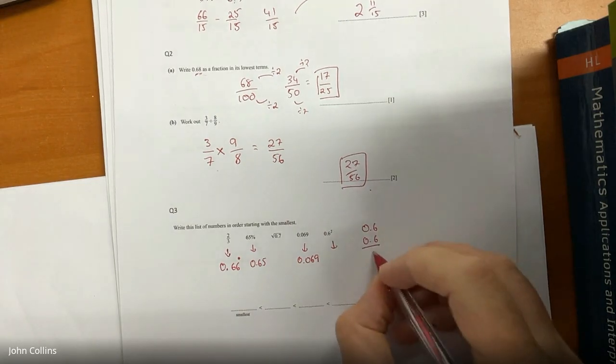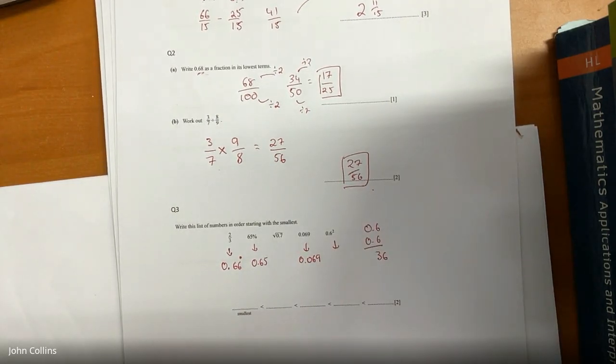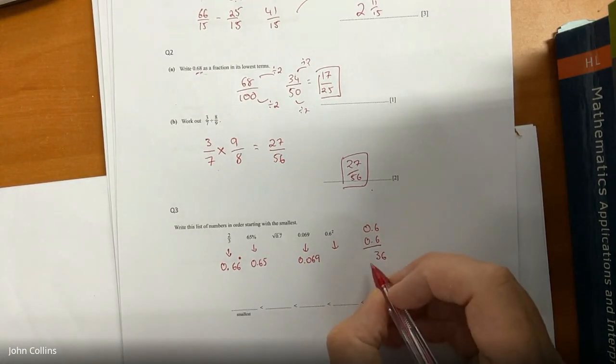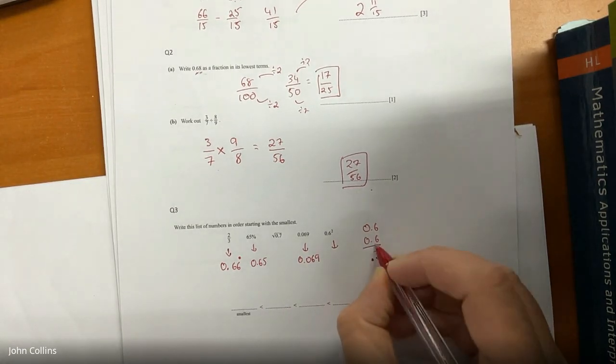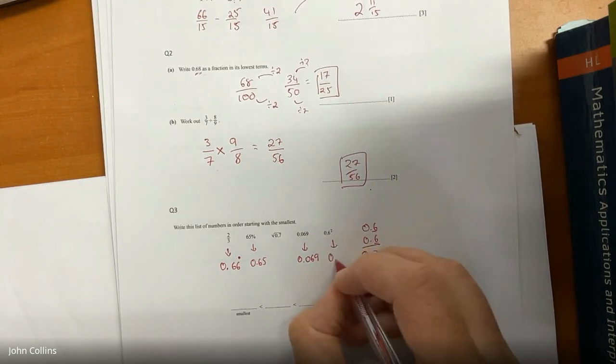Now, 6 times 6 is 36. That's the only multiplication that needs to be done. But how many decimal places do I have? I will have 2, because there's 2 in the question. 1, 2. So there's 2 in the answer. So that's 0.36 is that one.